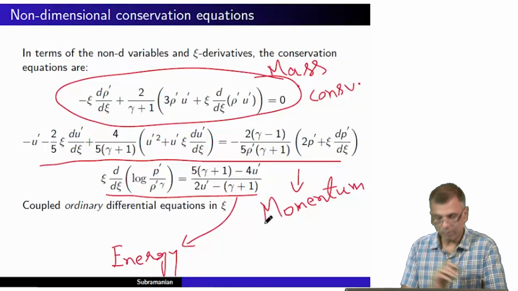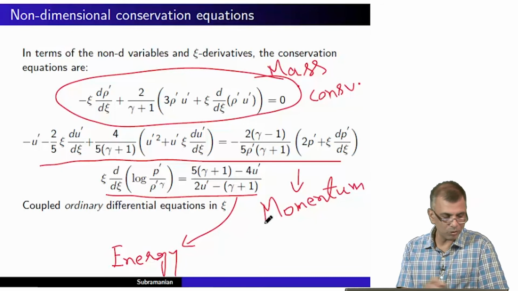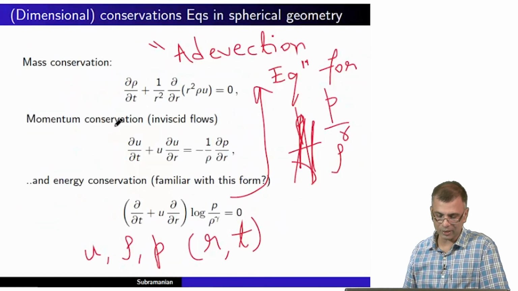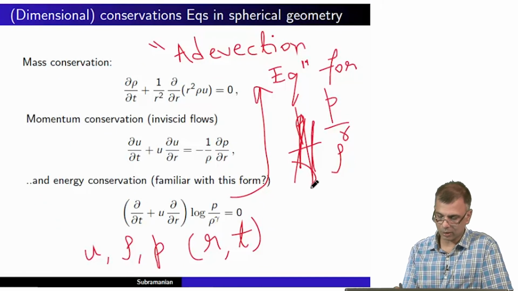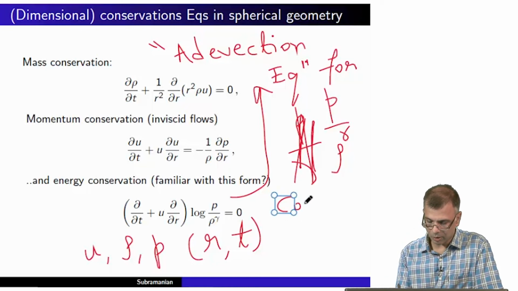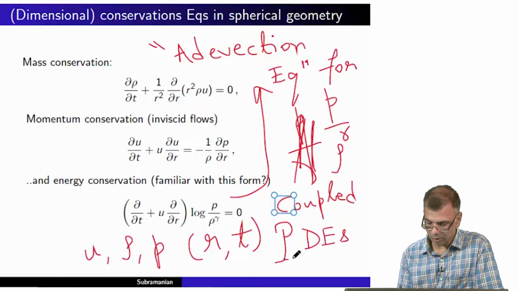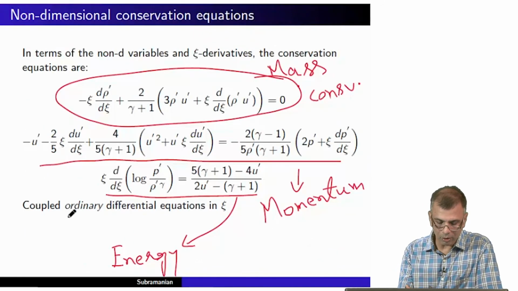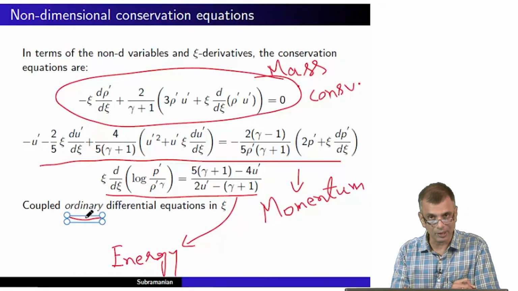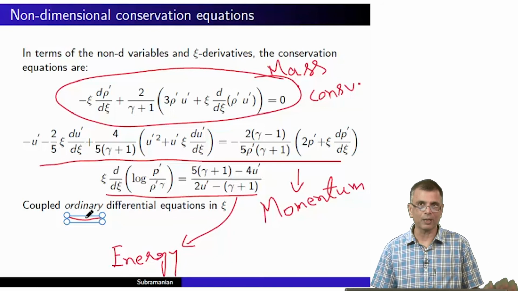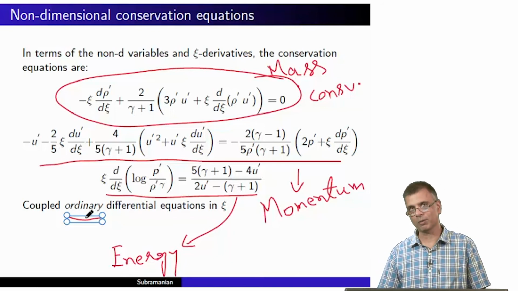Now, the main thing to note here, this is not just to give you a whole bunch of mathematics, but the main thing to note here is that earlier you had a set of coupled PDEs. These three were coupled partial differential equations, whereas now the very same thing, you have coupled ordinary differential equations. And there's a big simplification arising, of course, from the assumption that the expansion and everything is self-similar, admittedly.